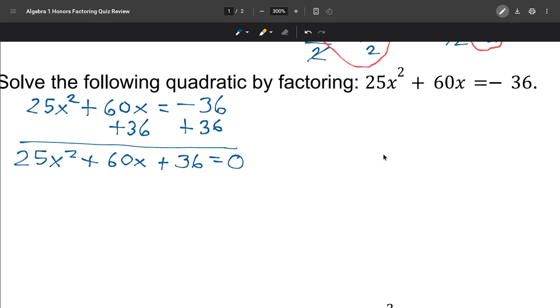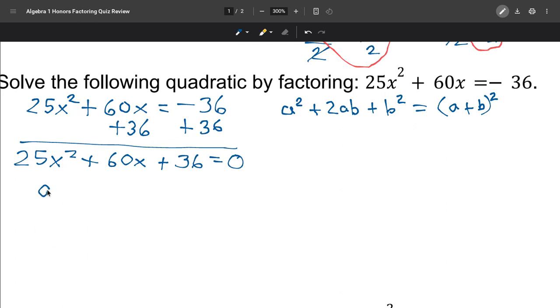And I want to see if this fits the perfect square trinomial pattern, which is a squared plus 2ab plus b squared equals a plus b squared. The other pattern to that is if this is minus 2ab, this would be a minus b squared. But we've got pluses on this one, so we'll look for this pattern.